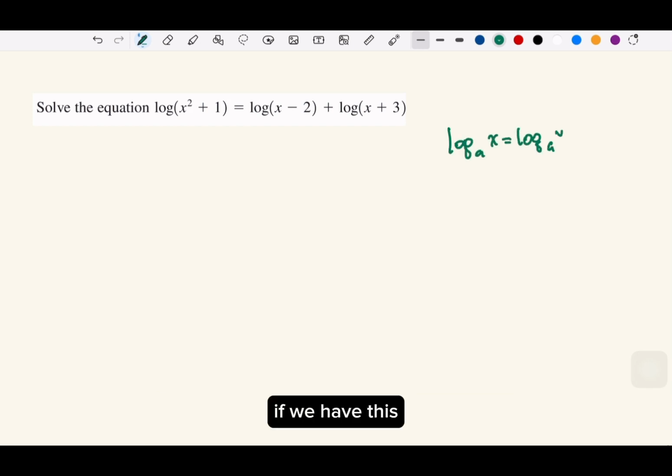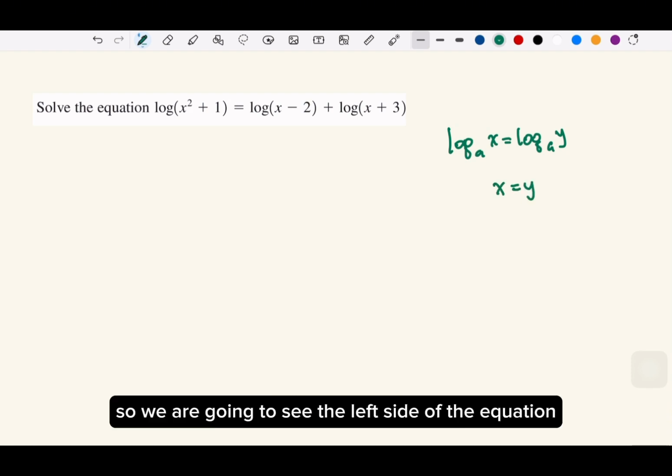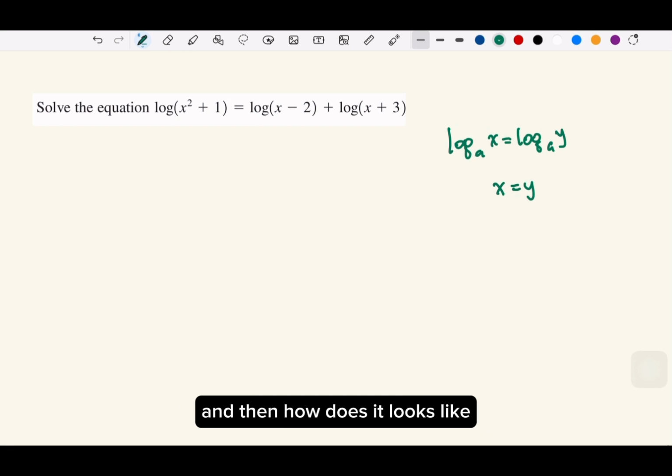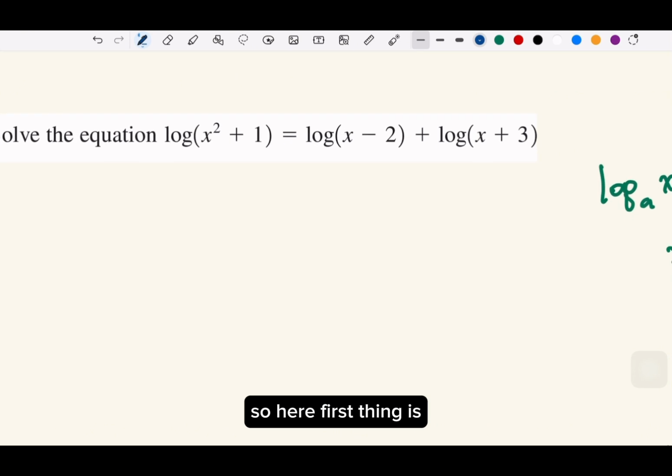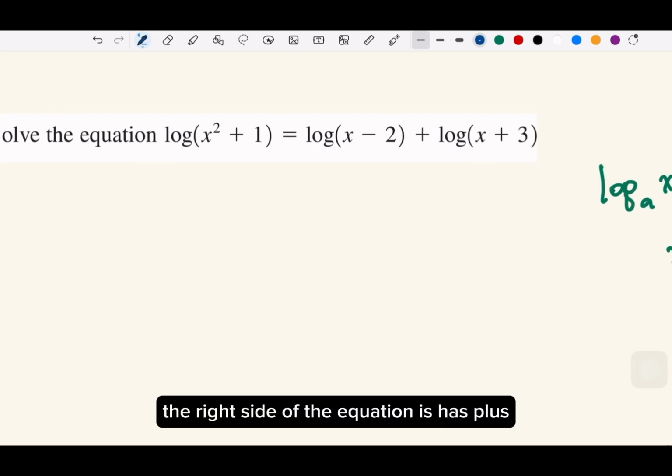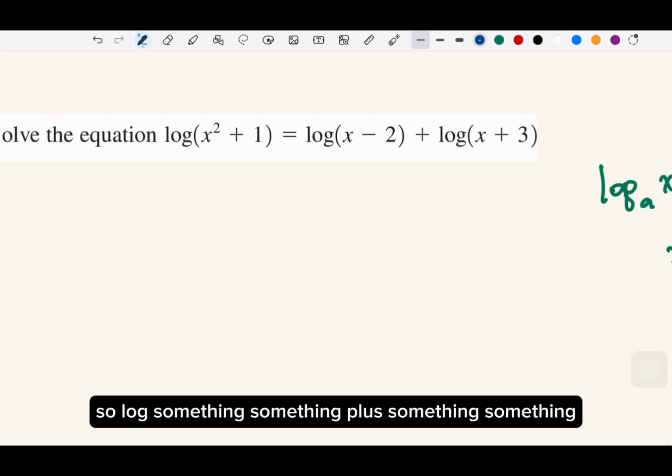If we have this, then x is equal to y. So we are going to look at the left side of the equation and the right side of the equation, and see how it looks, whether the base is the same or not, and we are going to try to make them equal, and then we are going to have the solution based on that equation.